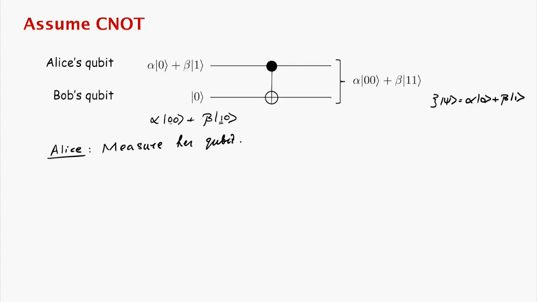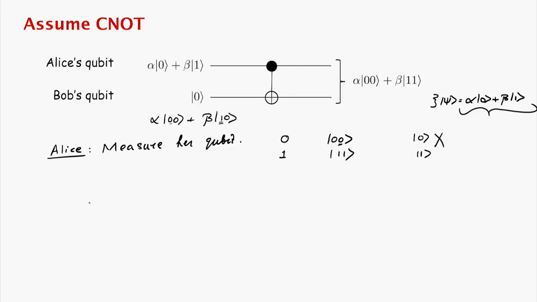And let's see, how should she measure her qubit? Well, she might measure it in the 0, 1 basis. And so if she sees 0, the new state is 0, 0. If she sees 1, the new state is 1, 1. This is no good, because in either case, Bob ends up with either the state 0 or the state 1, which looks nothing at all like this state that he wants to end up with. So that's not a good idea.